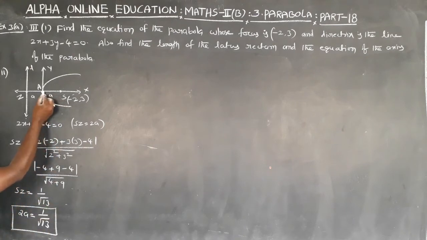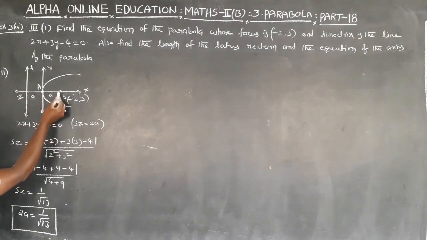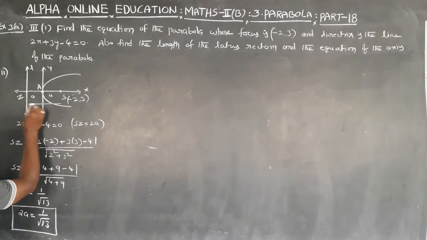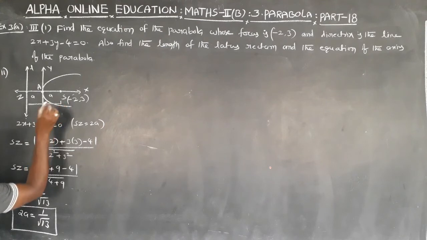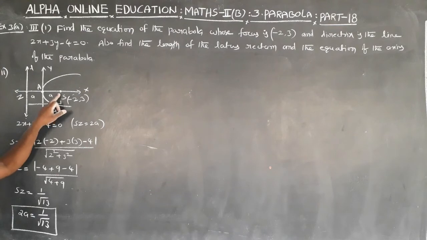SA is equal to a, AZ is equal to a. So SZ is equal to 2a. SZ means the distance between the focus and the directrix. Here SZ is the perpendicular distance from focus to directrix. Here 2a is equal to 1 by root 13.